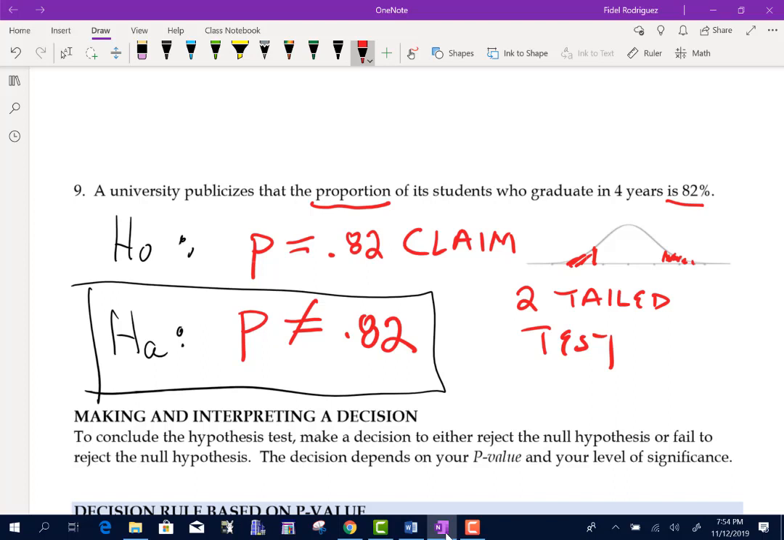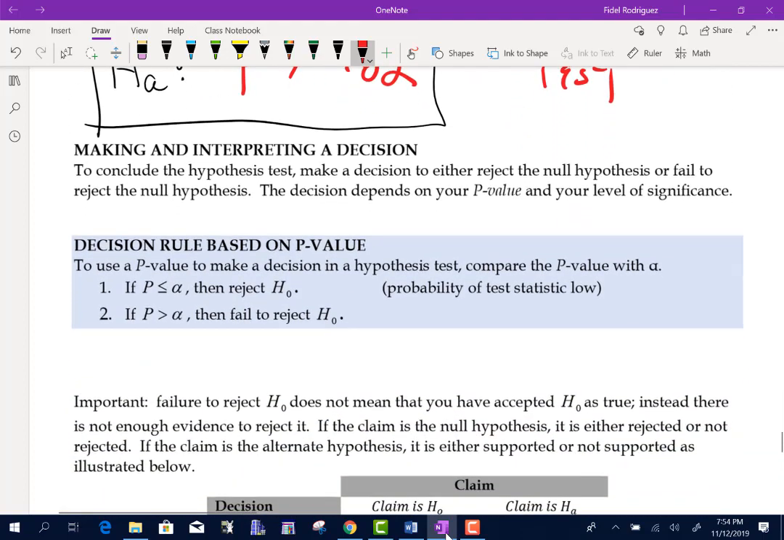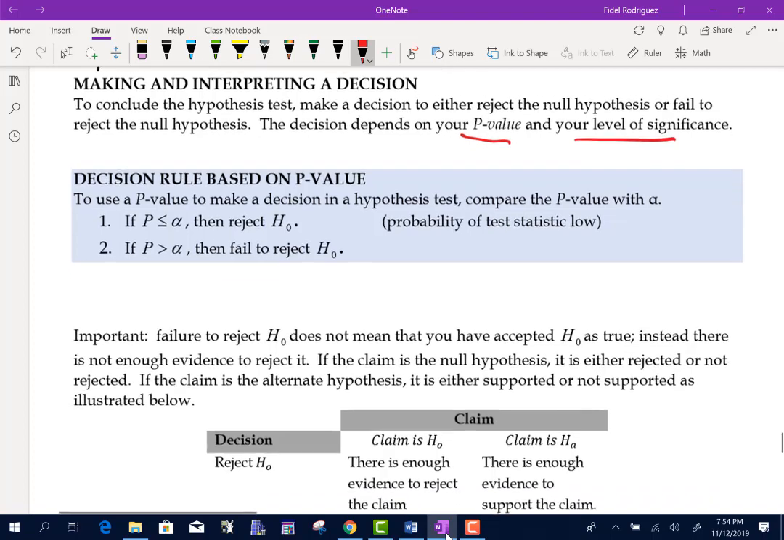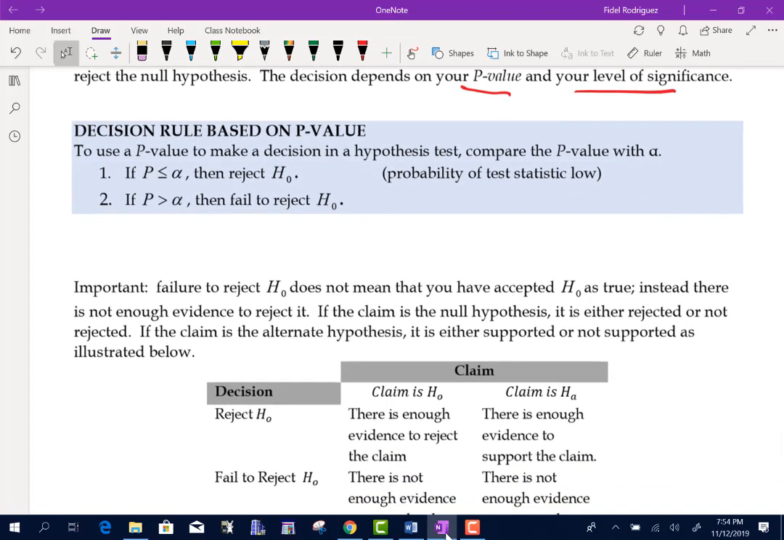Yeah. Okay. All right. So guys, the next part right here says making and interpreting decisions. It says to conclude the hypothesis test, make a decision to either reject the null hypothesis or fail to reject the null hypothesis. The decision depends on your p-value and your level of significance, okay? So guys, in that handout that I gave you, I want to say that I copied the same part right here as well. But it says use a p-value to make a decision in a hypothesis test. We're going to compare the p-value with alpha. And there's a couple of pieces here. It says if p is less than or equal to alpha, we're going to reject the null hypothesis. If p is greater than alpha, then we're going to fail to reject the null hypothesis.